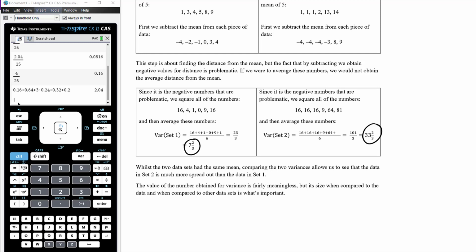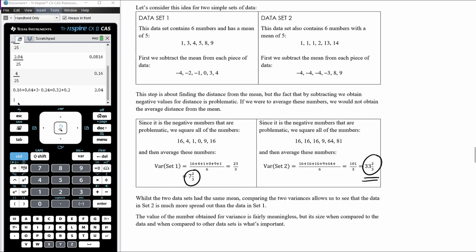In this case, we get a variance of 33 2/3. So much larger variance here, indicating that the data is more spread out. And if we go back to the original data, it is more spread out. The mean is 5, that's sort of somewhere here, and the data ranges from being 4 below that to 9 above that. Here the mean is 5, and the data only ranges from being 4 below that to 4 above that. Okay, so it's a lot less spread out.